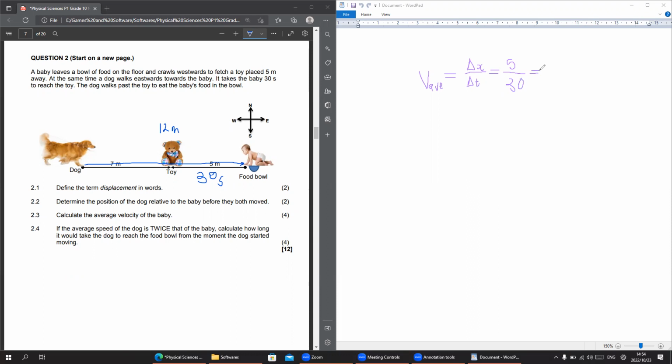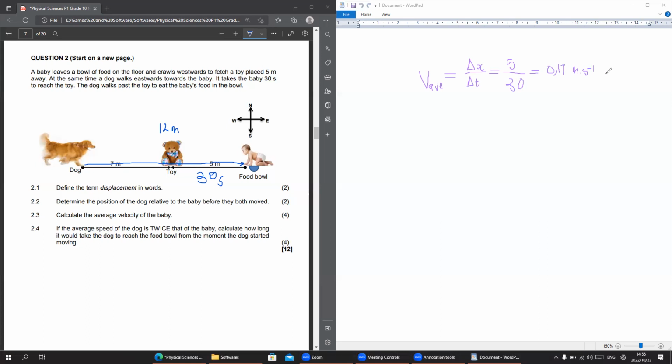Let me just get my calculator real quick. So the average velocity of the baby is gonna be 5/30. That's gonna be 0.17 meters per second.